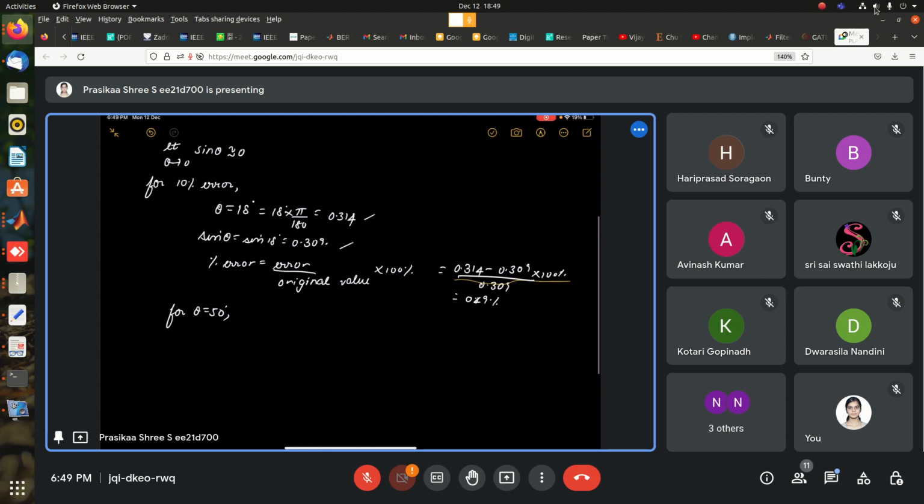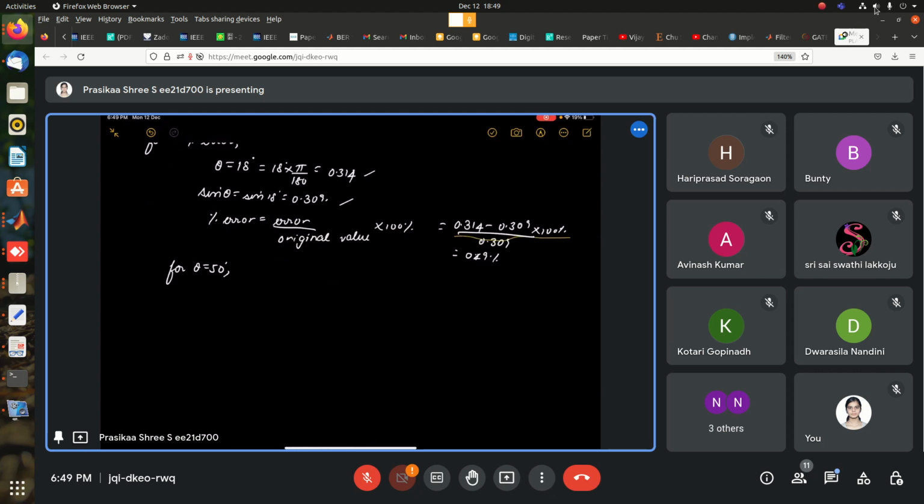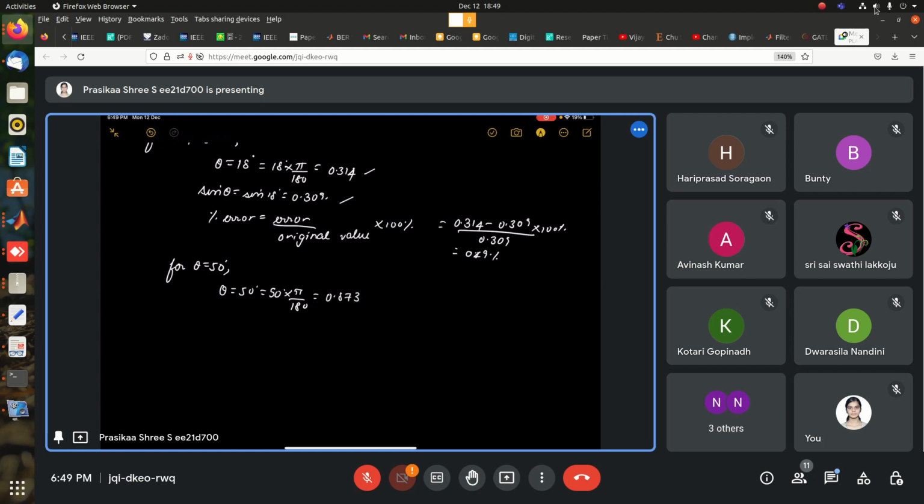Similarly, for theta equal to 50 degrees, you will convert to radians: 50 into pi by 180, which is equal to, you'll be getting 3.14 by 180 times 50. I guess it will be coming around 0.873. When you're putting theta equal to 50 degrees and finding out the original value, sine theta is equal to sine 50, which is equal to 0.77.